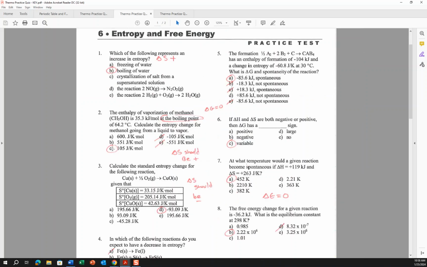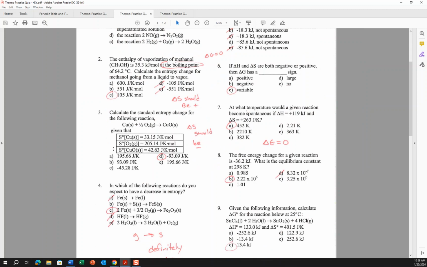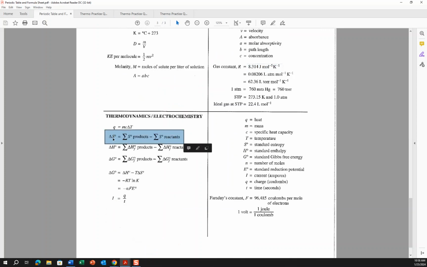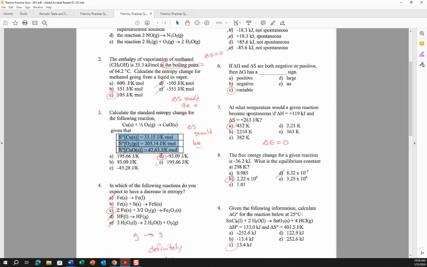Okay, so as we go to number 3, it says calculate the standard entropy change given this equation and given the entropy values for the different parts of that reaction. Remember, you have this equation on your formula sheet right there. The delta S of the reaction equals the entropy of the products minus the entropy of the reactants. Now notice the entropy values given to you are per mole of the substance, and remember, the coefficients represent the moles of each thing. So when you're using the entropy of O2, you've got to multiply it by 1/2. You always have to multiply by the coefficients in your equation when you're plugging into that equation.